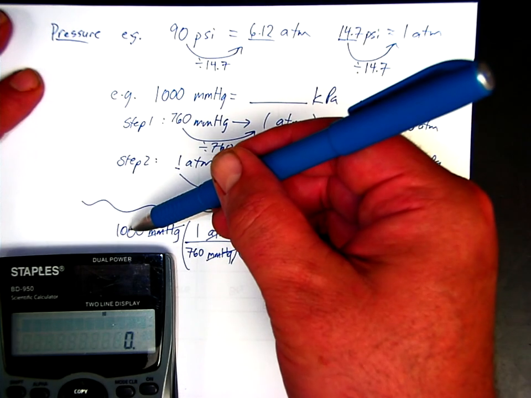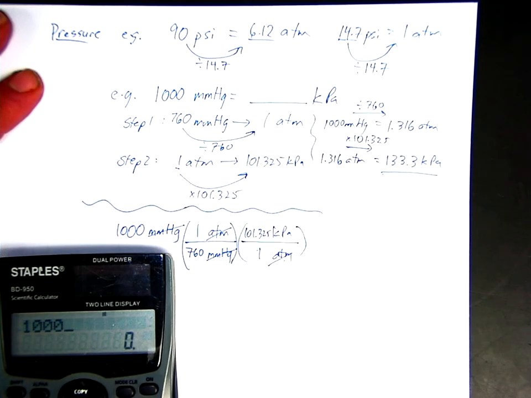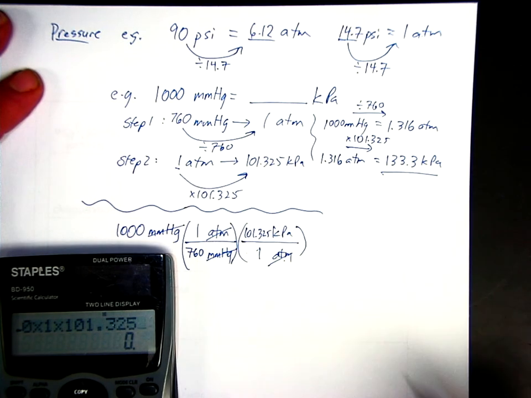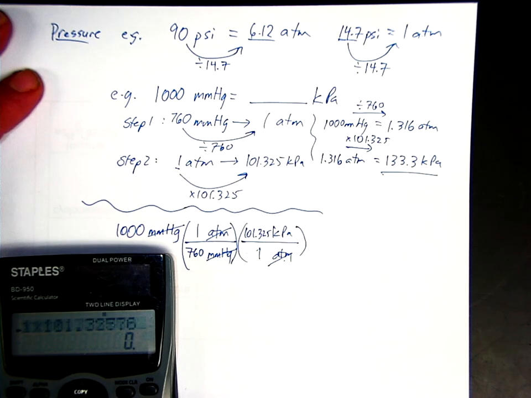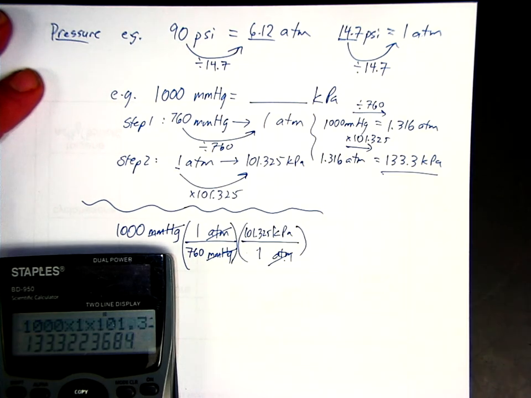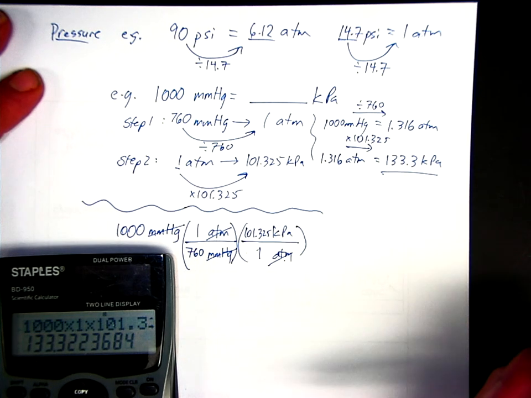It tells me to take 1,000, multiply by all the numerators, so multiply by 1, multiply by 101.325, and then divide by all the denominators. And the only one that's really going to matter is the 760. Oops, better make sure I put the divide symbol in there. Okay, I should get the same answer as we ended with, and I do, 133.3. So that's another method.